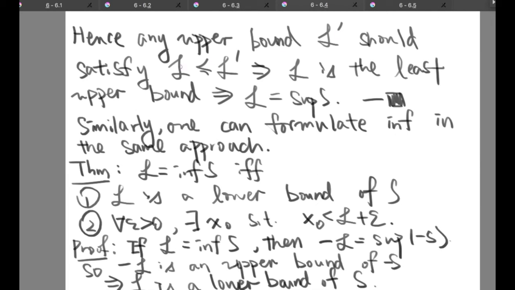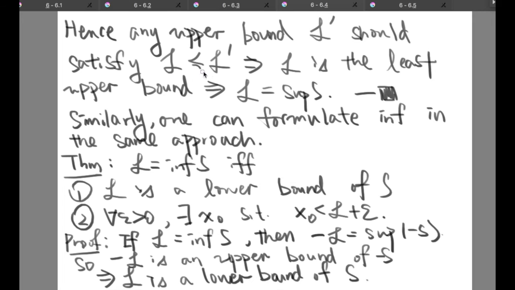Therefore, the negation of our previous statement is that any upper bound L prime should satisfy the relationship L is smaller than or equal to L prime. And remember that we have proved that L is an upper bound. From this statement, we see that L is the least upper bound. Therefore, by the definition of supremum, L is the supremum of S.